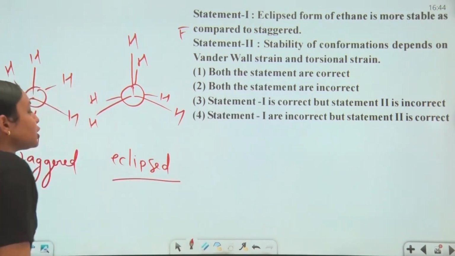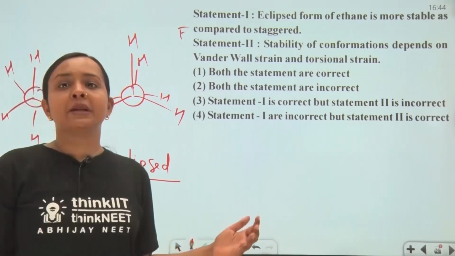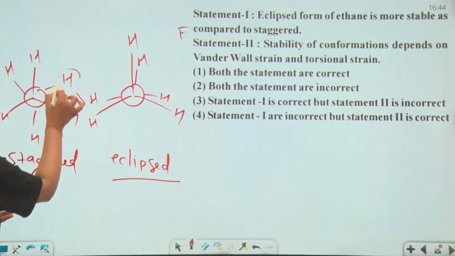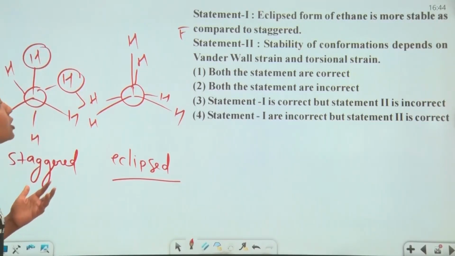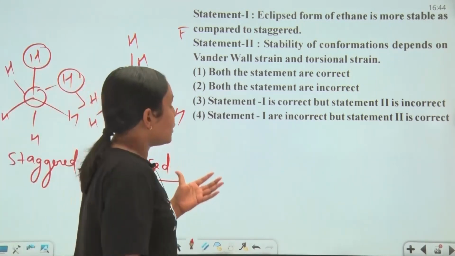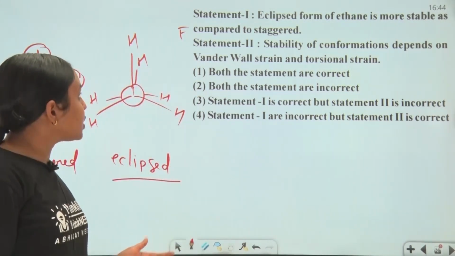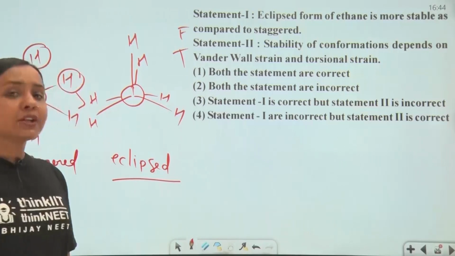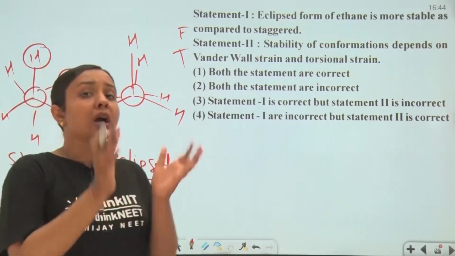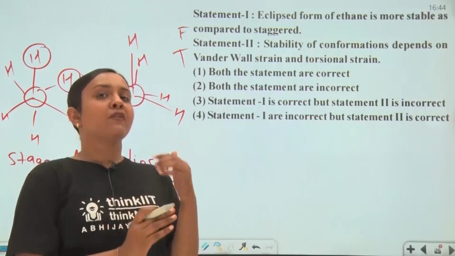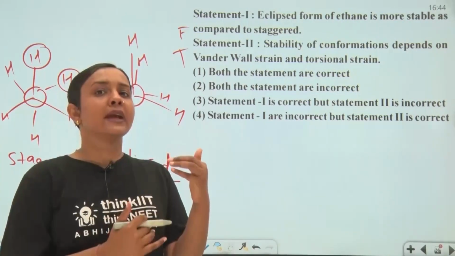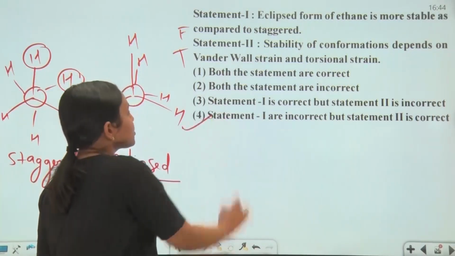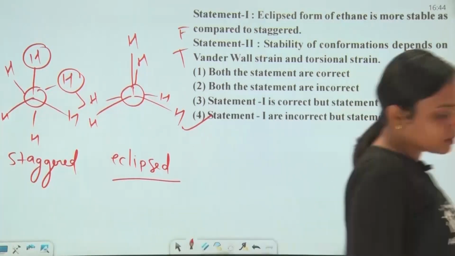Clear? So if we are talking about the stability, then we know that the staggered form is more stable because here less van der Waals strain and less torsional strain are present, right? So staggered form is more stable, so this statement is false. Second is stability of conformation depends on van der Waals strain and torsional strain. Yes, true. This is the true statement. Basically, stability of the conformation depends on how much strain is present there, right? Eclipsed has much more strain compared to staggered. That's why eclipsed is least stable. Clear? So statement 1 is incorrect, but statement 2 is correct. Option 4 is the correct answer.